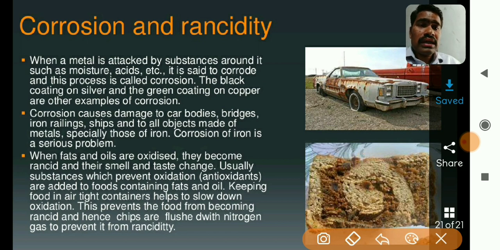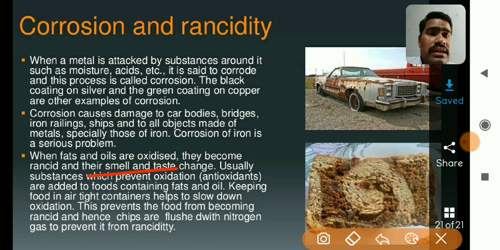But if the addition of oxygen takes place in other substances, like fats, now in your food there is one ingredient, that is fats. When fats and oils are oxidized, they become rancid. What is the meaning of rancid? Rancid means the smell and taste of that particular fatty food changes to very bad. So bad odor is produced by the food because of the oxidation of fats present in the food.